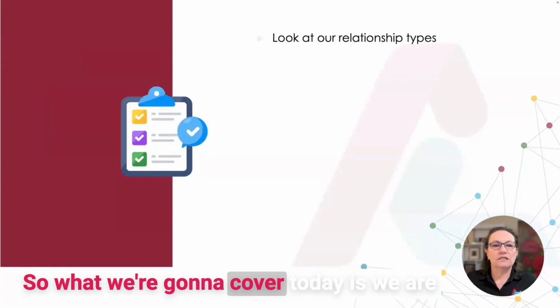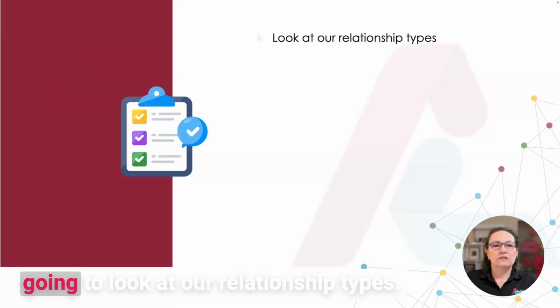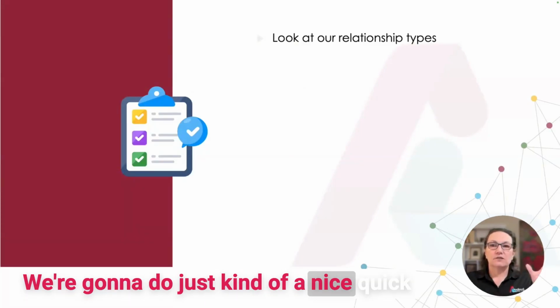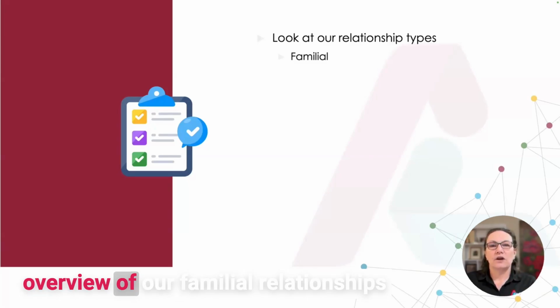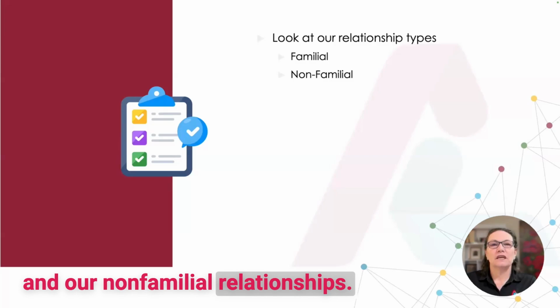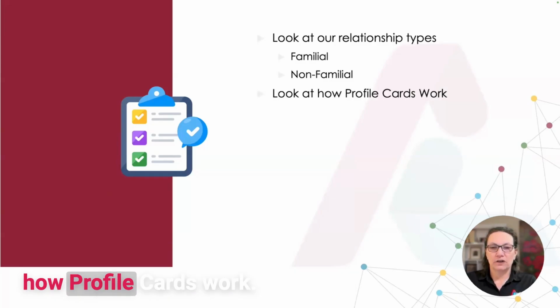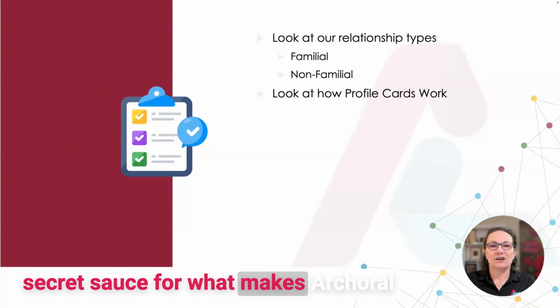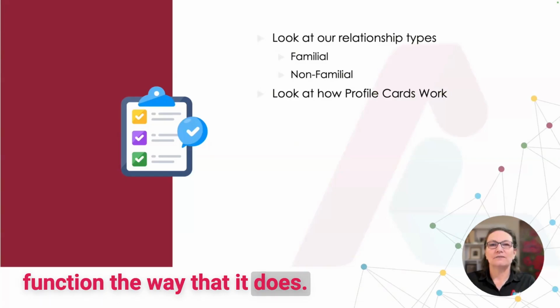So what we're going to cover today is we are going to look at our relationship types. We're going to do a nice quick overview of our familial relationships and our non-familial relationships. Then we're going to look at how profile cards work. So remember I said we're profile and media based. Profile cards are the secret sauce for what makes Archoral function the way that it does.